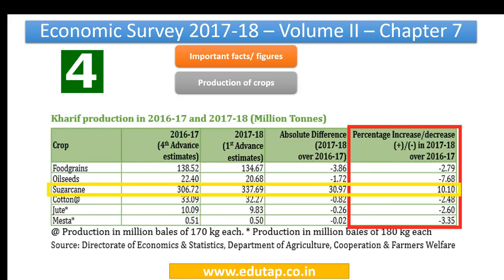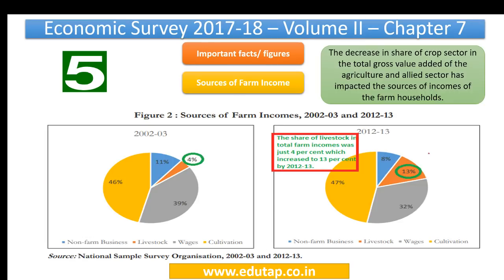Next, we have come to the Kharif production. Again, in this tabular column, just have a look at the percentage increase and decrease. It is going to be sufficient for you for the examination.